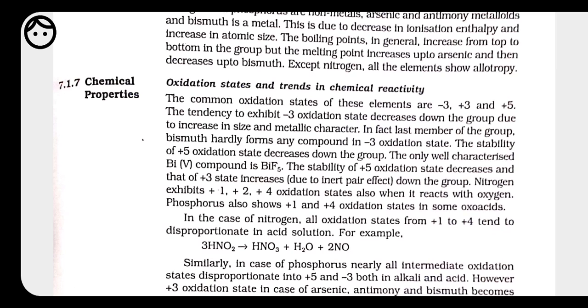state. Okay, so most of the other compounds with +3 and +5 oxidation state of these elements are covalent. Like if we talk about the oxidation state of phosphorus in PCl5, it is +5, in PCl3 it is +3. So both these compounds are covalent. Phosphorus also has the tendency to show +1 and +4 oxidation state, but it is in oxo acids, that we will discuss later. Okay.